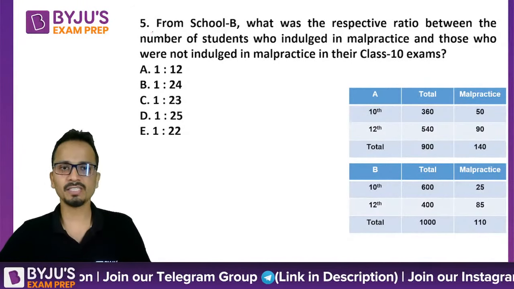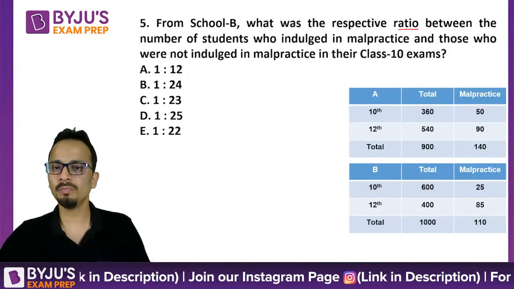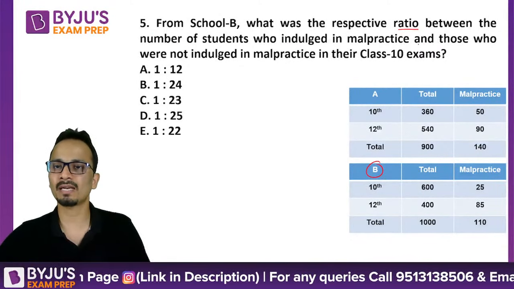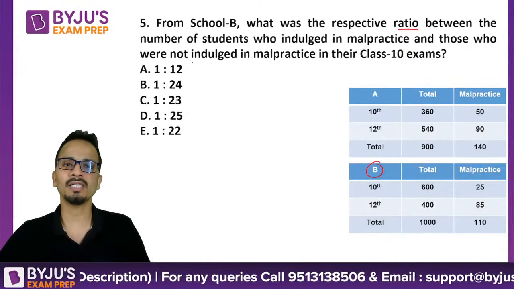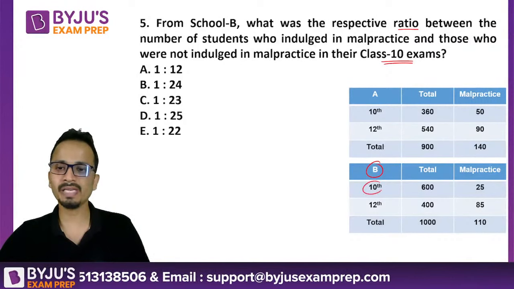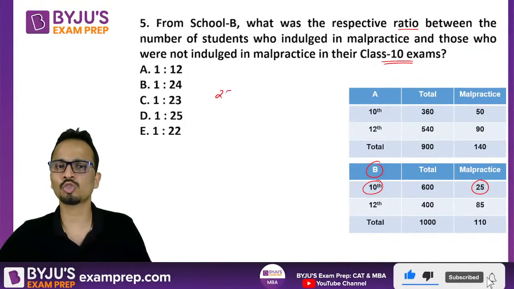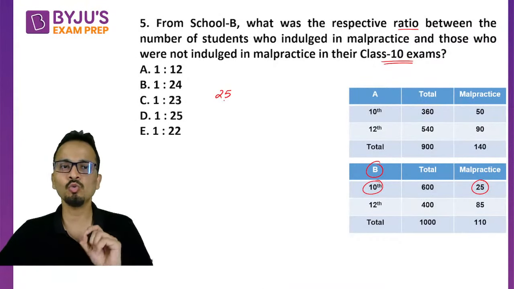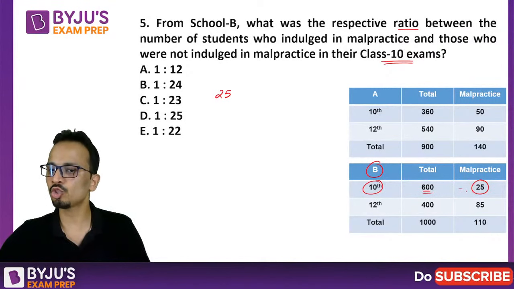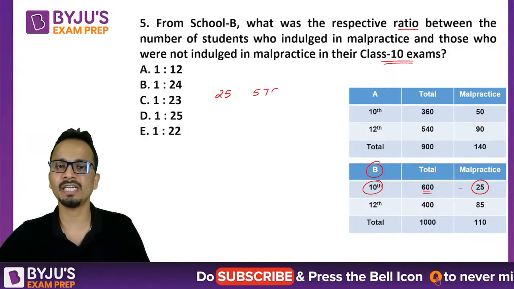So question number 5 says, from school B, what was the respective ratio? So school B की बात हो रही है, respective ratio between the number of students who indulge in malpractice and those who do not indulge in malpractice in their class 10th. So school B class 10th, number of students who indulge in malpractice was 25 and who were not indulge in malpractice will be 600 minus 25. So 600 minus 25 will be 575.